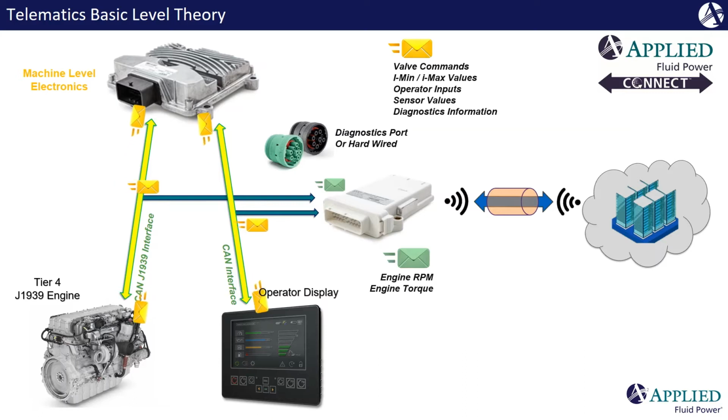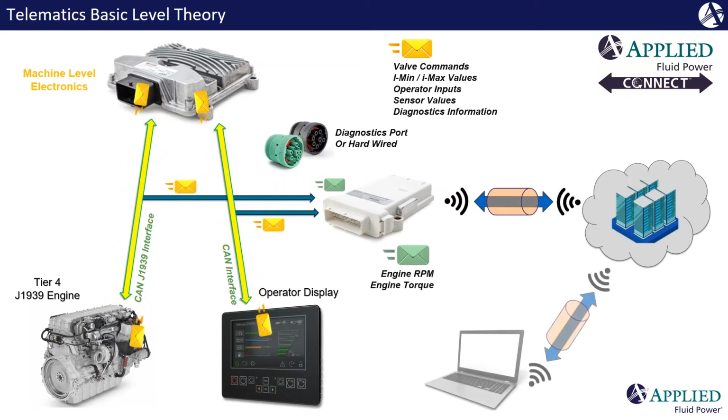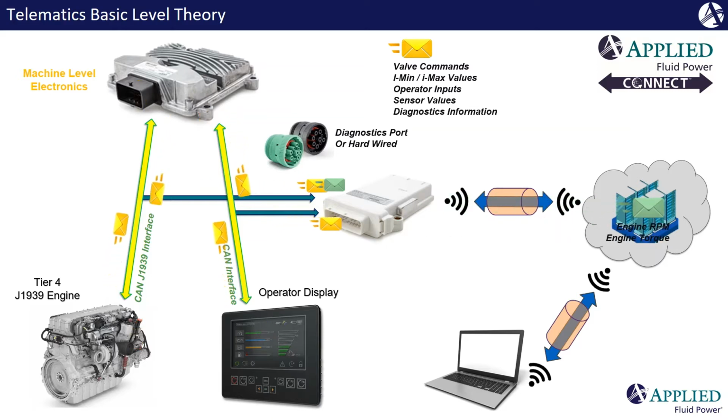When a message does come across the bus, in this case this green envelope message, if that is a message we have configured the telematics to look for, it's going to unpack what that message is and read the information inside. So if we've configured the telematics box to look for engine RPM and engine torque, when it receives a message that matches that filter, it's going to decode that. Then it's going to take that information and put it up into the Applied Fluid Power Connect database, here again giving us accessibility later through the portal.